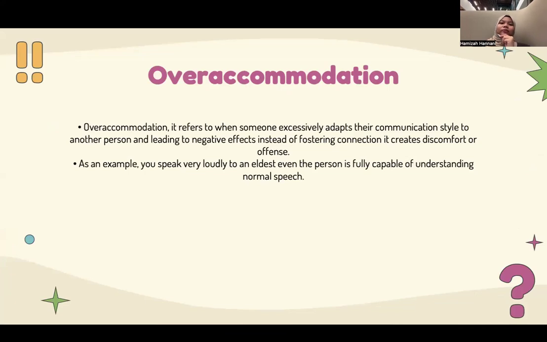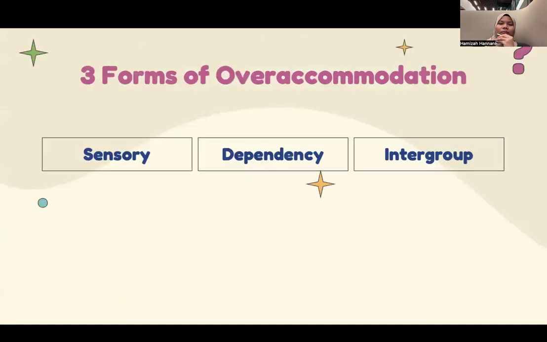The next one is over accommodation. Over accommodation refers to when someone excessively adapts their communication style to another person, and it leads to negative effects. Instead of fostering connection, it creates discomfort and or offense. As an example, if you speak very loudly to an elder, even though the person is fully capable of understanding your normal speech. That's over accommodation. So there are three forms of over accommodation, which are sensory, dependency, and intergroup.